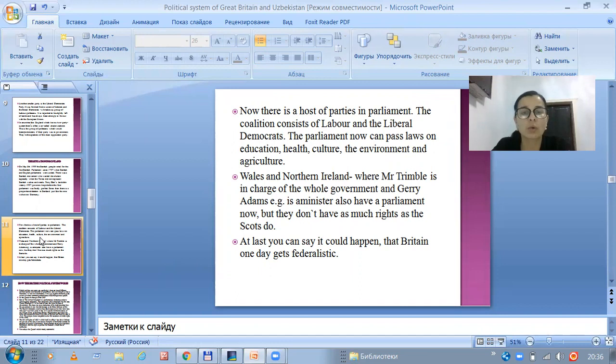Parliament now can pass laws on education, health, culture, environment, and agriculture. Northern Ireland, where Mr. Trimble is in charge of the whole government and Gerry Adams is a minister, also has a parliament now. But they don't have as many rights as the Scots do. At last, you can say it could happen that Britain one day becomes federalistic.